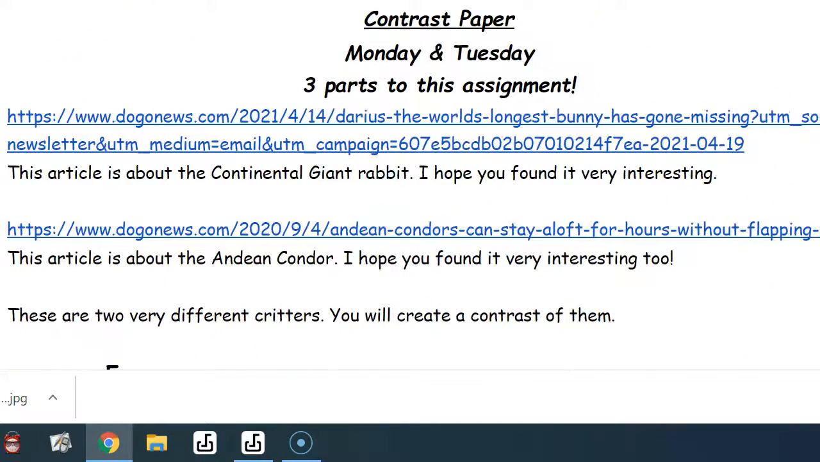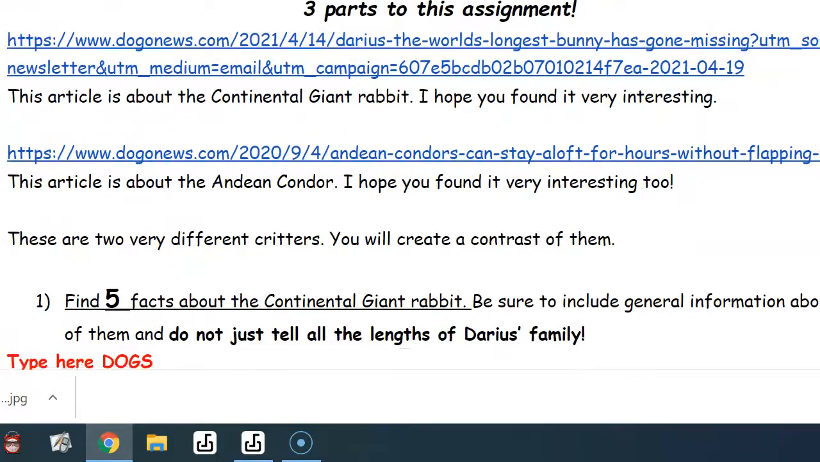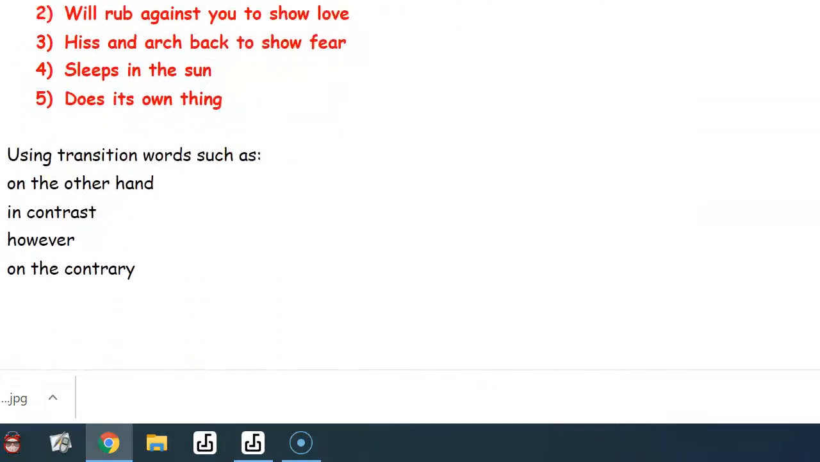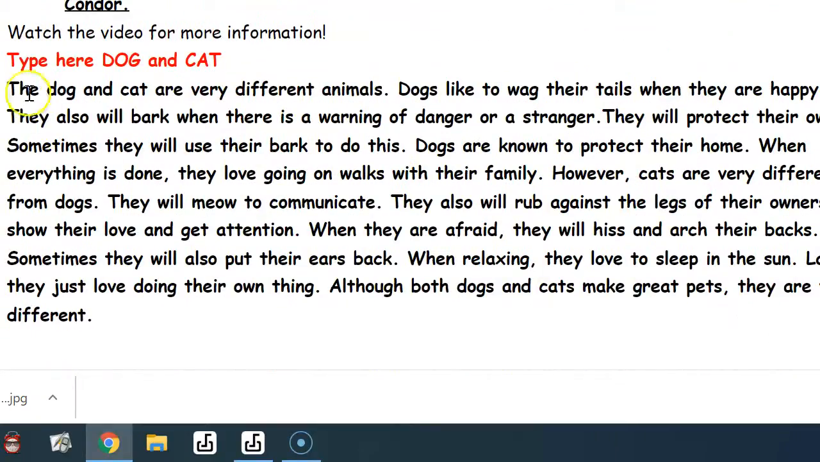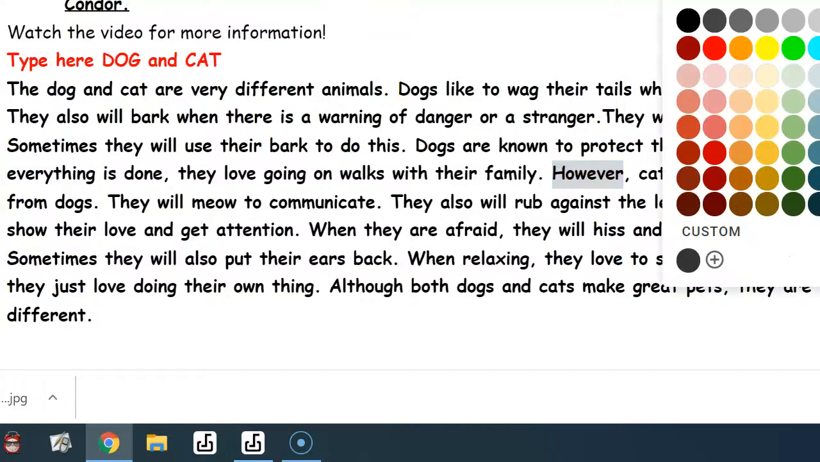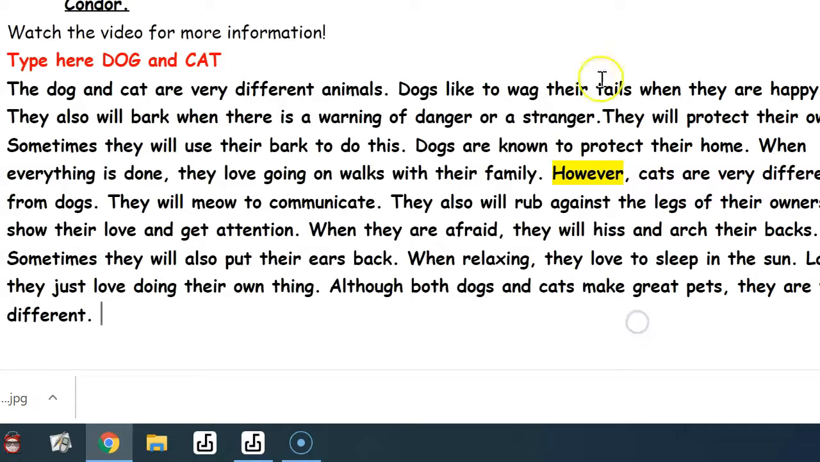Okay, so there's 3 steps again. First off, you're going to read the article about the giant bunny, then about the giant condor, get 5 facts of each, and then lastly, write your paragraph. Start out telling me that they're different, and tell the facts about the one, complete sentences, a sentence for each fact, then a sentence for each fact of the other animal, and then wrap it up with one good sentence that tells me how they are different. Make sure you have that contrast word. However, there's my contrast word, putting it right there, however. Okay? Can't wait to read yours.